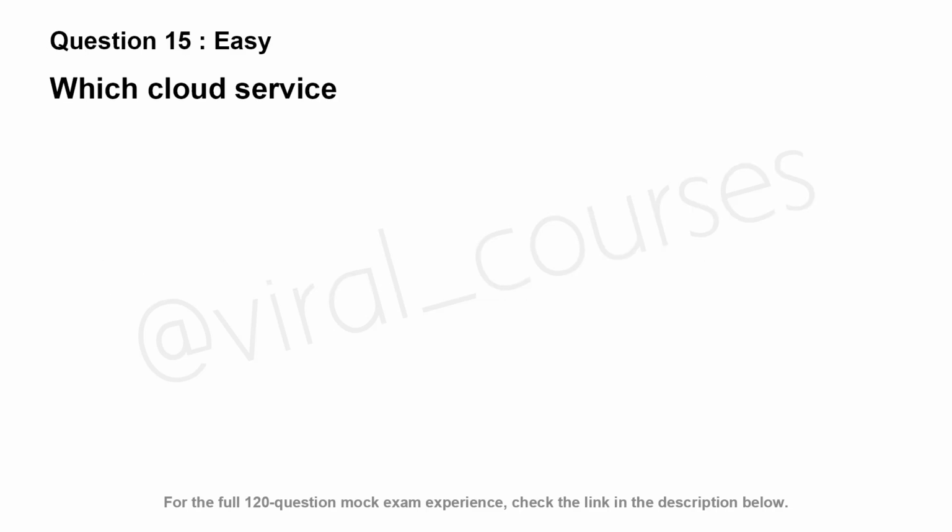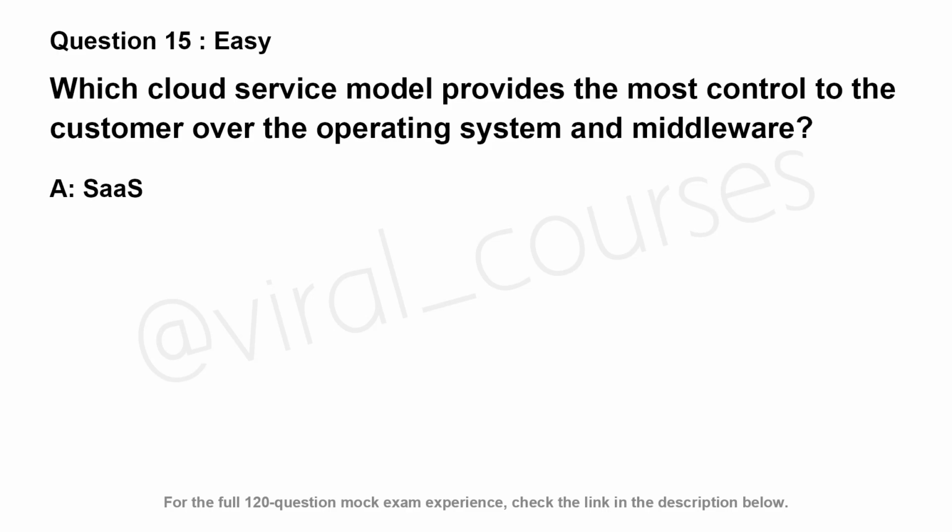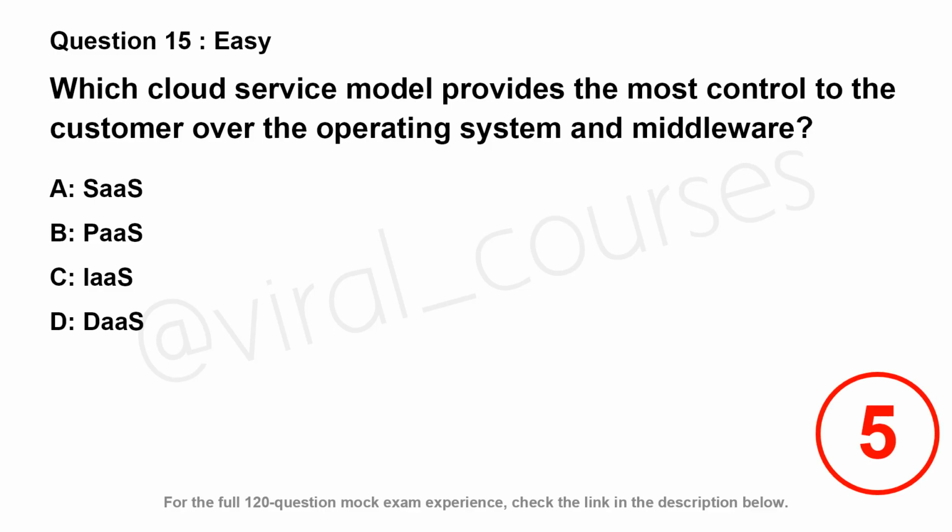Which cloud service model provides the most control to the customer over the operating system and middleware? Option A, SaaS. Option B, PaaS. Option C, IaaS. Option D, DaaS.